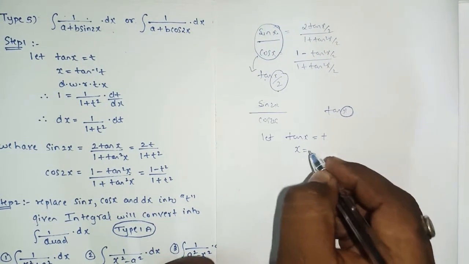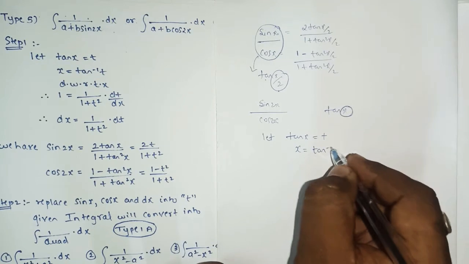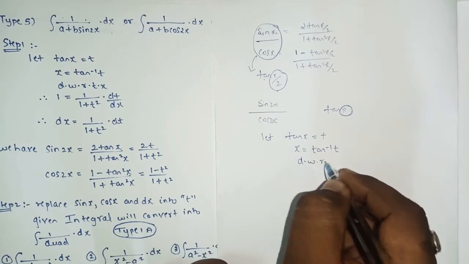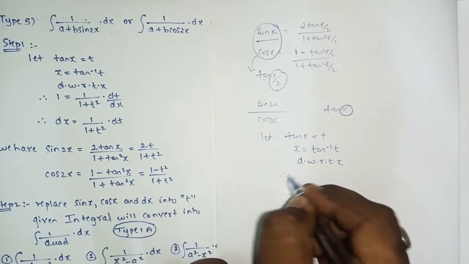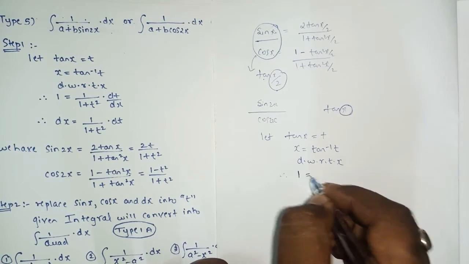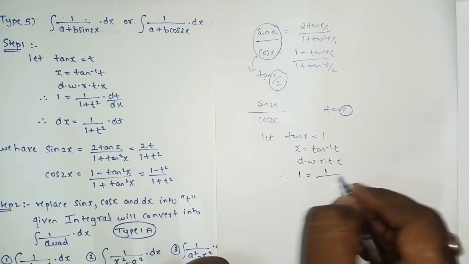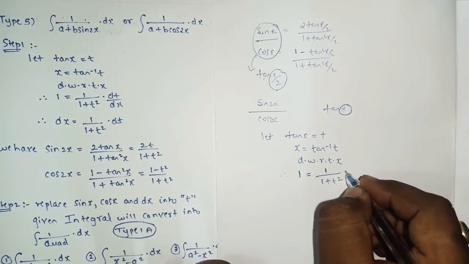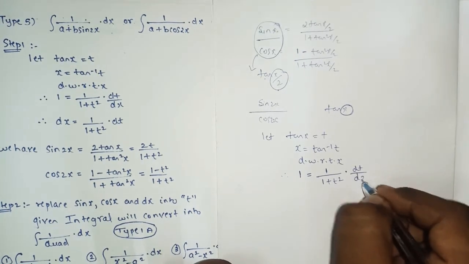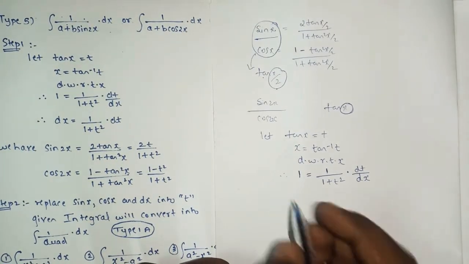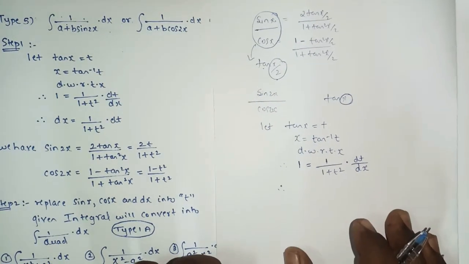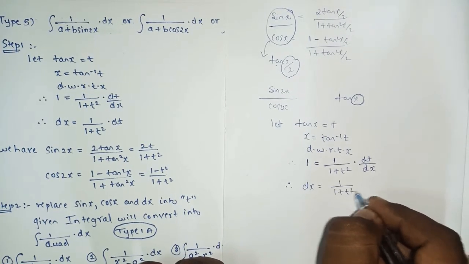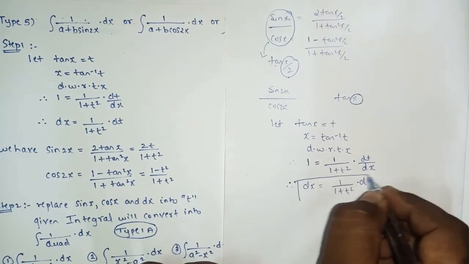After that, x will be equals to tan inverse of t. The step will be what? We have to find the derivative with respect to x. Derivative of x is what? 1. Derivative of tan inverse will be what? 1 upon 1 plus t square into, as we are finding derivative with respect to x, so t will be what? dt upon dx. Further this dx will shift to left hand side, so dx equals to 1 upon 1 plus t square into dt. So here we got the answer for dx.